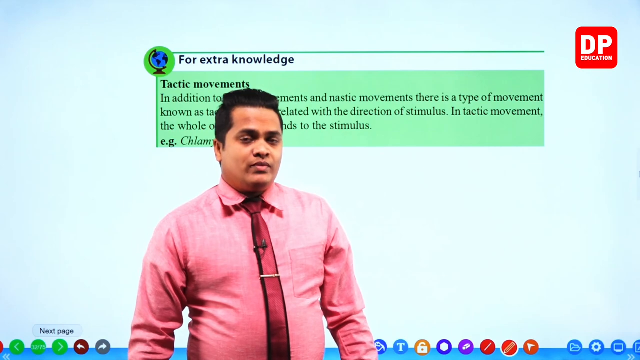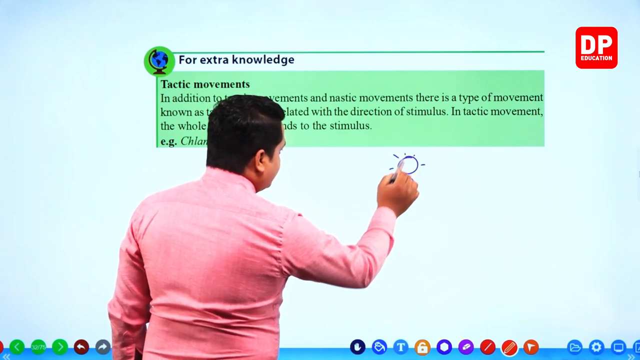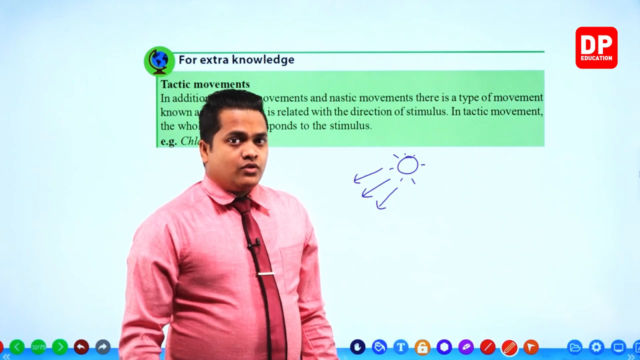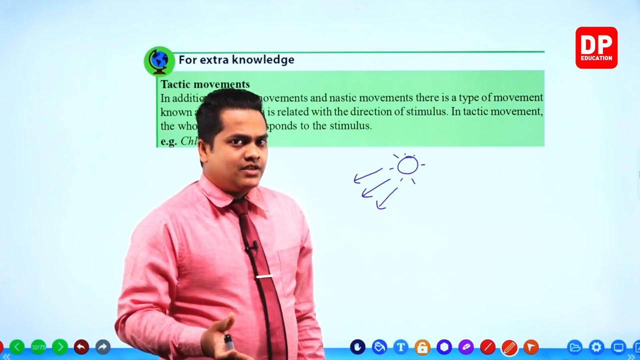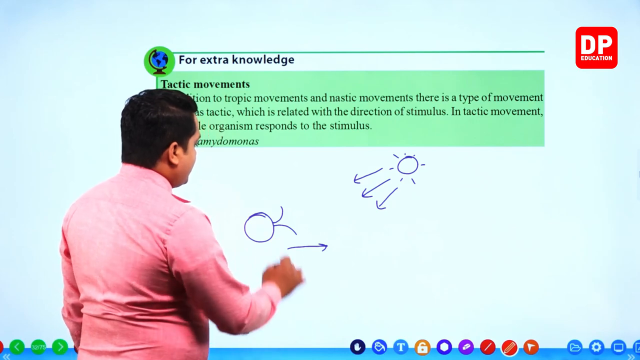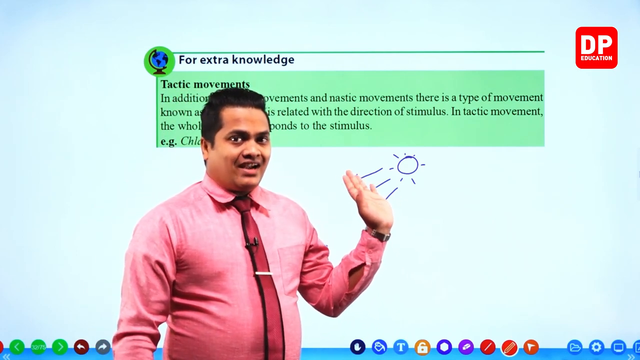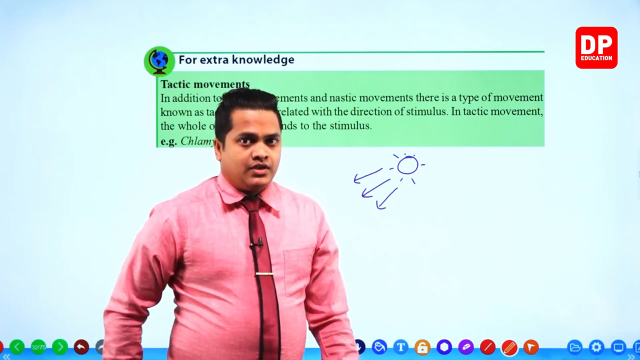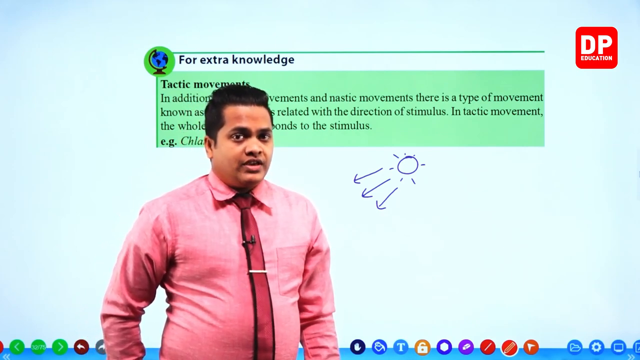Example given, Chlamydomonas. So tactic movements can be observed within Chlamydomonas. Let's imagine that the sunlight is going to come from a certain place. Chlamydomonas is a type of algae, you know that. As it is a type of algae, it can do photosynthesis. To do photosynthesis, it needs sunlight. So when sunlight comes, Chlamydomonas is going to travel to that particular place. This movement is referred to as a tactic movement. Here the entire organism is going to move in the direction of the sunlight. So Chlamydomonas is an organism showing tactic movements.